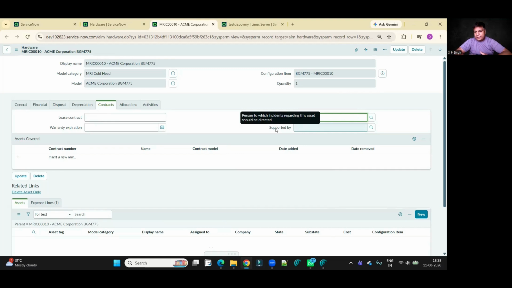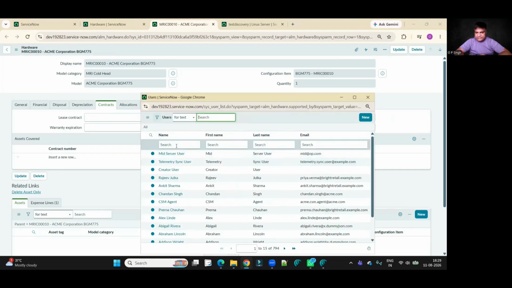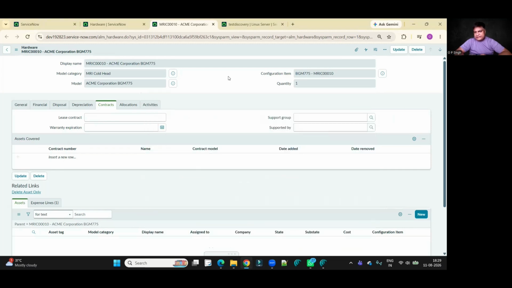Then supported by, the person to whom incidents regarding this asset should be directed. So here we have the group, but it may be possible that a particular asset is handled by a particular user. So in that case, you have to provide supported by. This is a user field here. So basically, you may be confused why two fields. It depends on the company's culture, company's policy, okay? Whether we are using support group or supported by. ServiceNow has provided both. Okay, so you have to think accordingly.